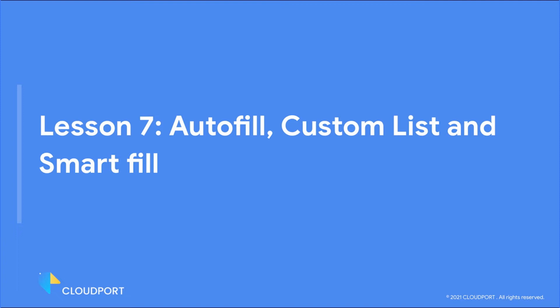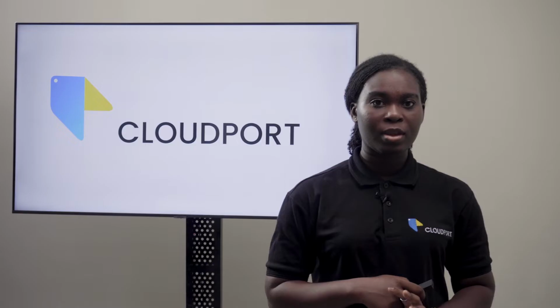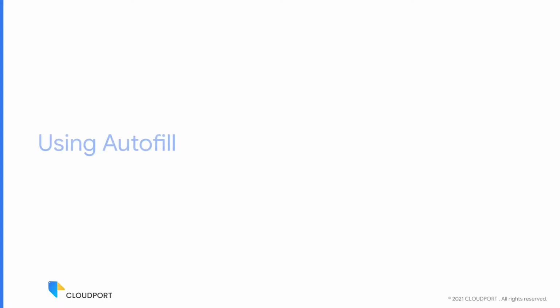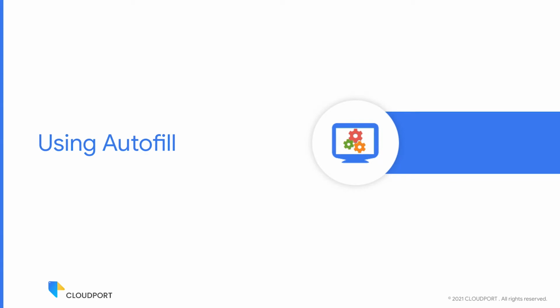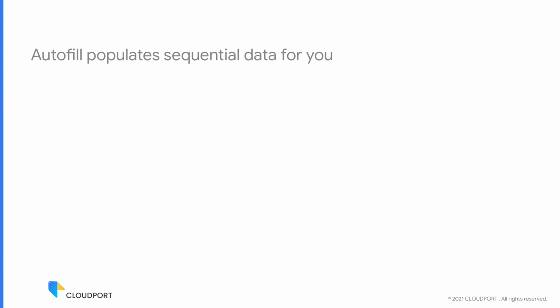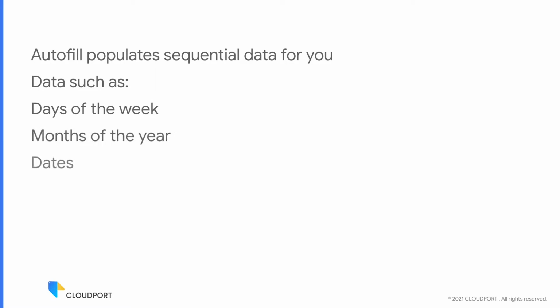In our next lesson, lesson 7, we'll be looking at Autofill, custom list, and Smartfill. Let's start things off with Autofill. Autofill is a feature in Sheets that allows you to quickly populate your sheets with data when your data is a series. That is, there is a clear pattern to it, such as the days of the week, the months of the year, multiples of 2, counting numbers, etc.